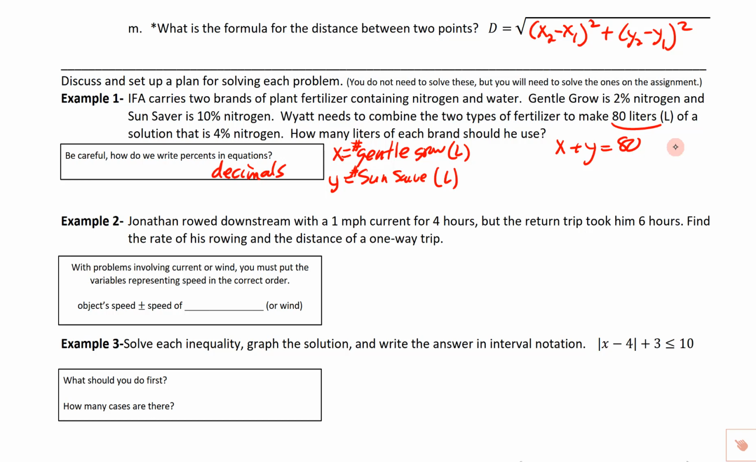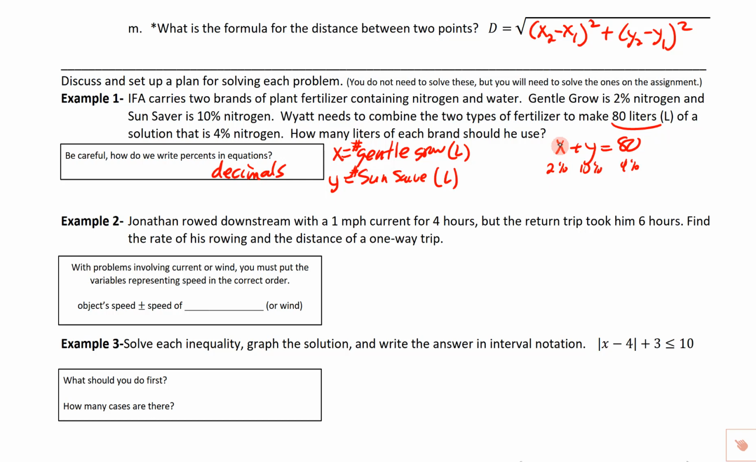And then what we're going to do is we're going to keep track of, so this has to do with the total amounts. And then we're going to keep track of the percents. So Gentle Grow, remember, is 2%. The Sun Saver is 10. And then the final solution, that 80 liters, needs to be 4%. Now, this is not an equation, but it helps us write down the next equation. I hope you remember this uniformity of this technique here.